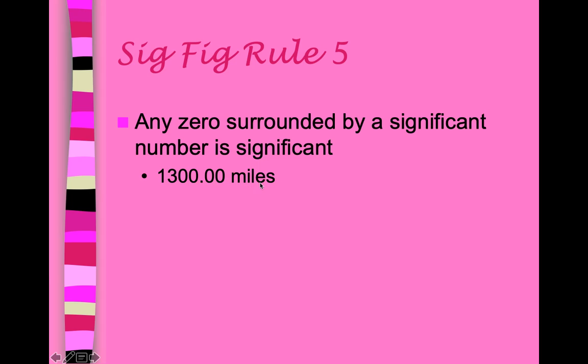1,300.00 miles. So this is a very specific measurement. Maybe my GPS was calculating how far it was to some place across the country. Very specific, just happens to be 0.00. Well, this zero is significant because it's at the end of a measurement after a decimal. And then these are significant because they're not zeros. So then all of the zeros in between are also significant. So this would have 1, 2, 3, 4, 5, 6 sig figs.